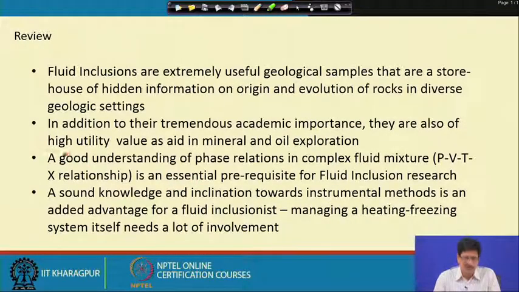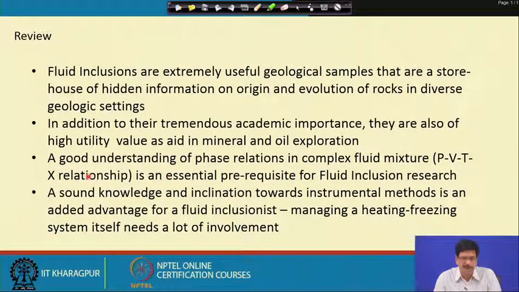So, through the topics that we have covered, one thing is very clear, that fluid inclusion research, fluid inclusion study does need a good understanding. One has to have a good understanding of the phase relations in complex fluid mixtures, the PVTX relationships, which is an essential prerequisite for working on fluid inclusions. And as you have seen, till today there are many areas, many gaps and many limitations which are still visible in the formulation of the appropriate PVTX relationships in complex fluid mixtures, and to formulate accurate equations of state, while in a pure aqueous system or aqueous plus carbonic systems, only those we will be applying.